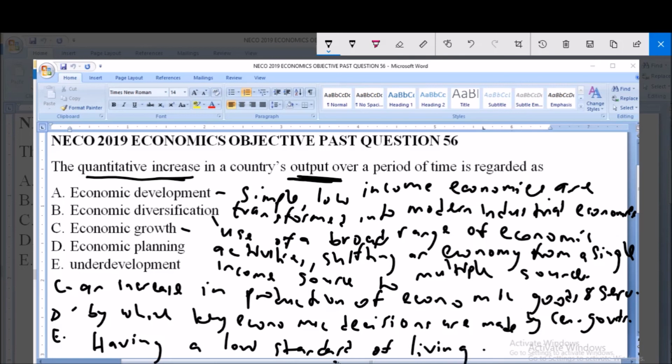So when a country has a poor or low standard of living, such a country can be said to be underdeveloped. Now option C, which is economic growth, is an increase in the production of an economy's goods and services. Those economic goods and services are the output. So an increase in that country's output production is regarded as economic growth, which is option C. So option C is the correct answer to this question.